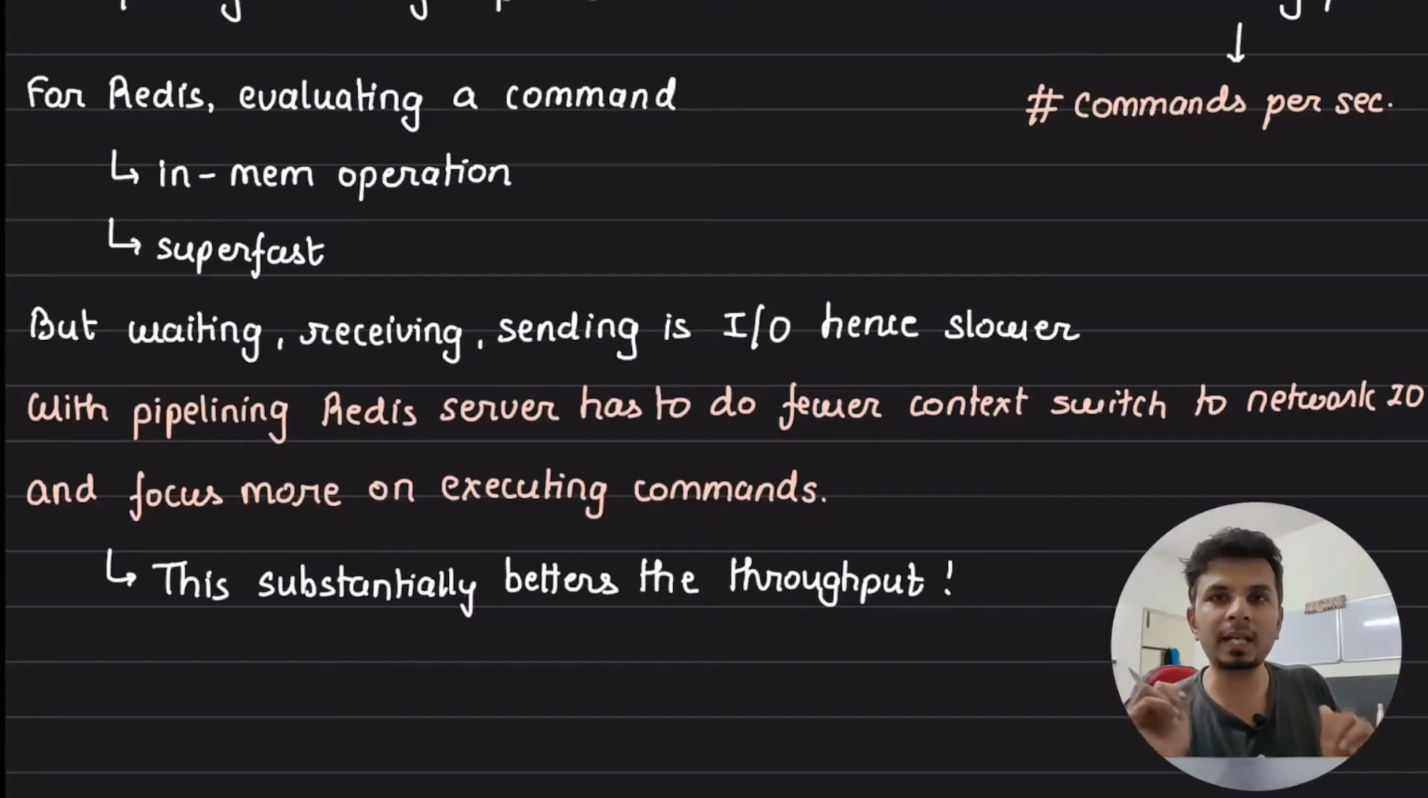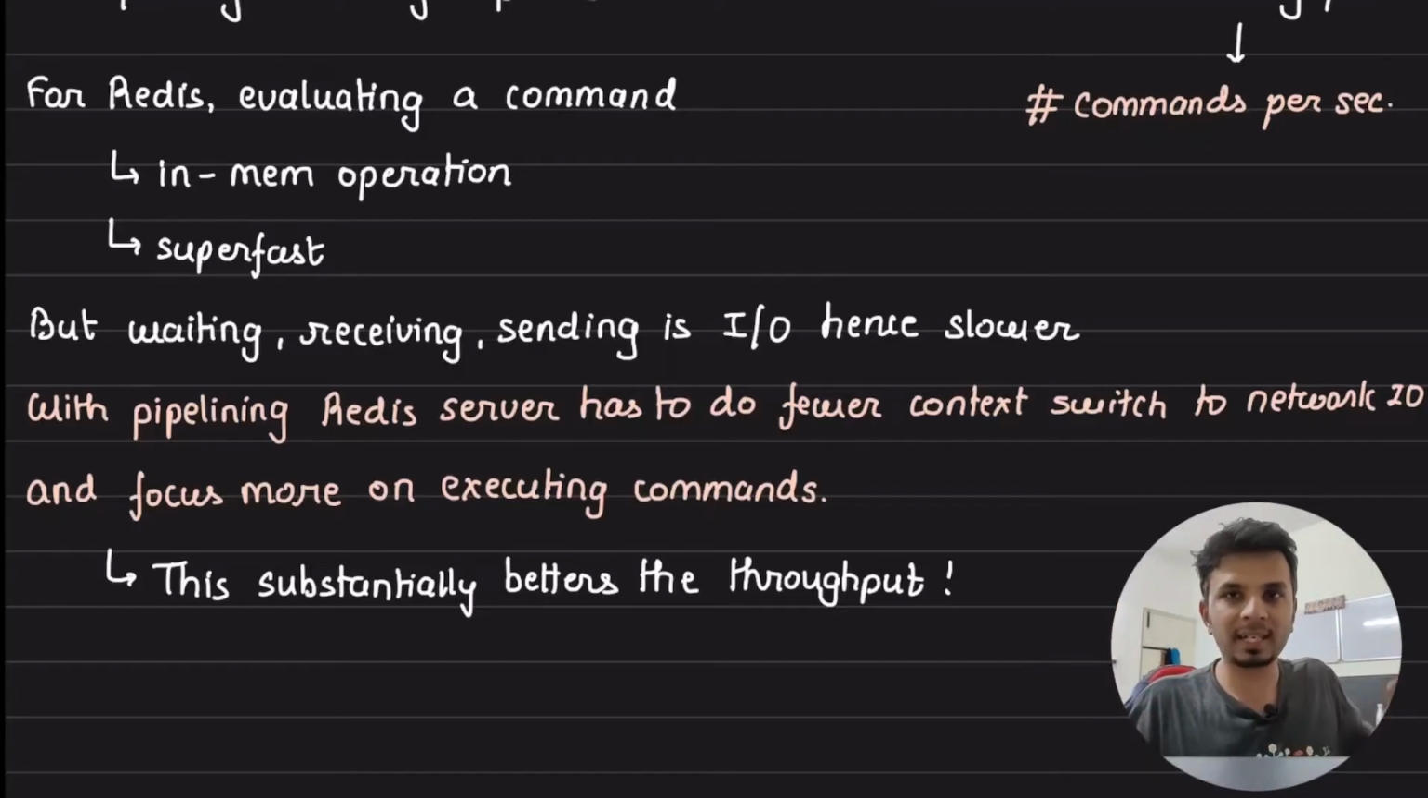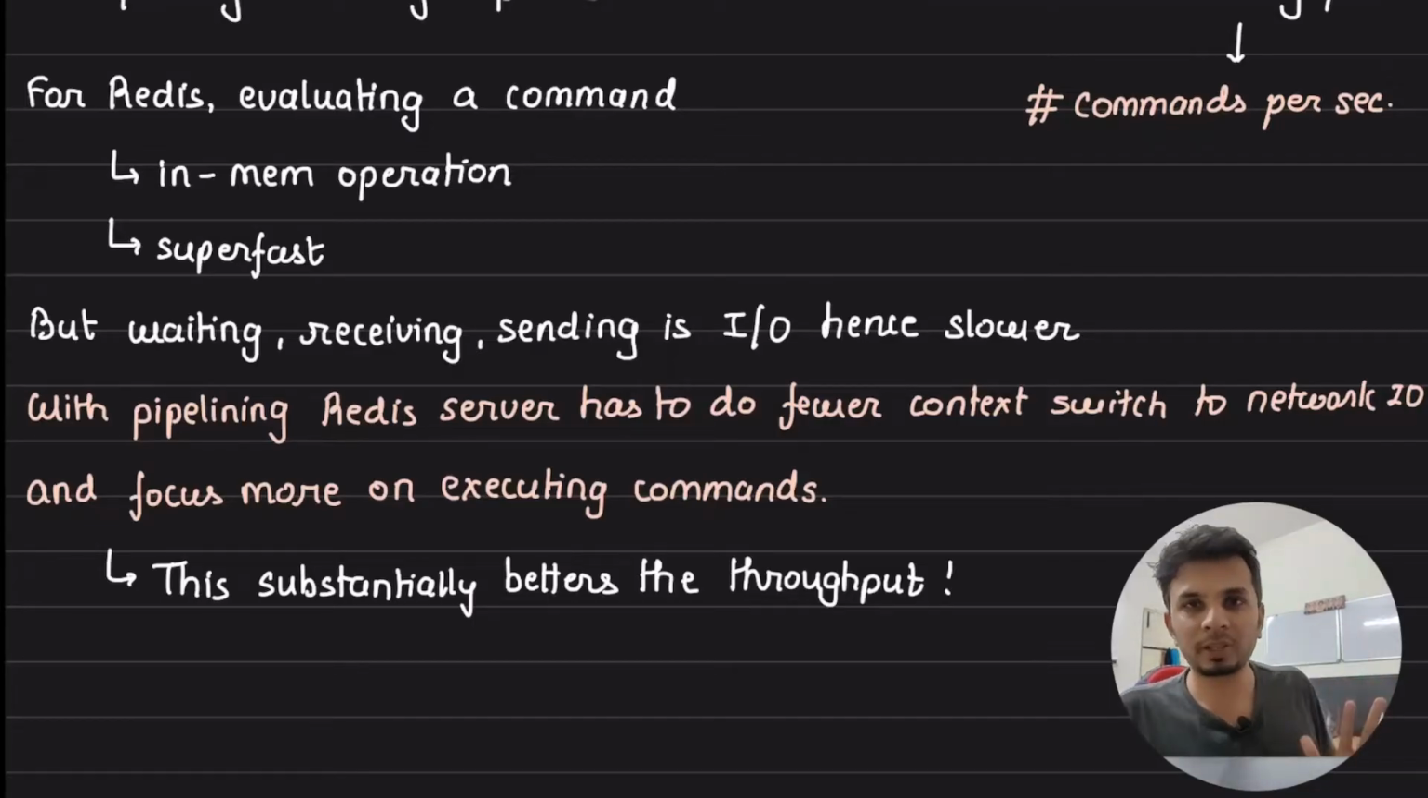Instead, if you are pipelining hundreds of requests in one request, it gets it. It can quickly evaluate those 100 commands without having to context switch to network IO and then immediately send back. This is the power. This is why it betters the throughput, right?